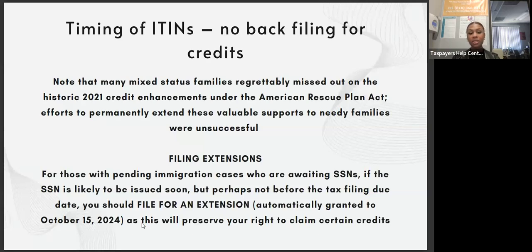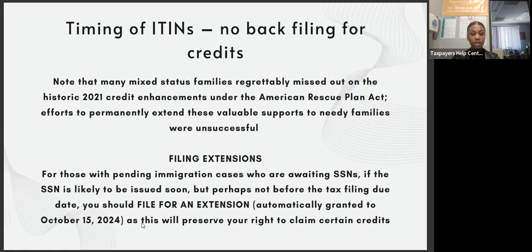Note that many mixed status families regrettably missed out on the historic 2021 credit enhancements under the American Rescue Plan Act. Efforts to permanently extend these valuable supports to needy families were unsuccessful. So it's important that you make sure to file and renew your ITIN number so you don't miss out on these benefits.